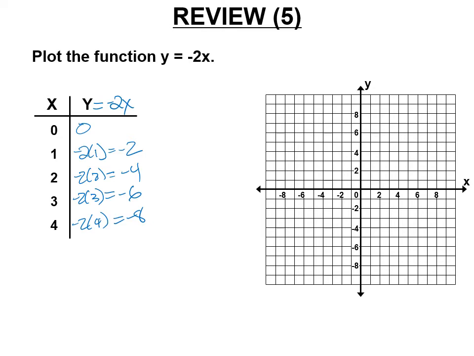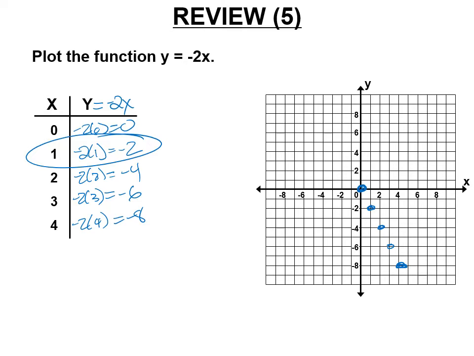All right, let me show the math here. -2 times 0 is 0. So we have (0, 0). We have (1, -2), (2, -4), (3, -6), and (4, -8). All right, so now that's one way to plot it, and you can draw a line through that.